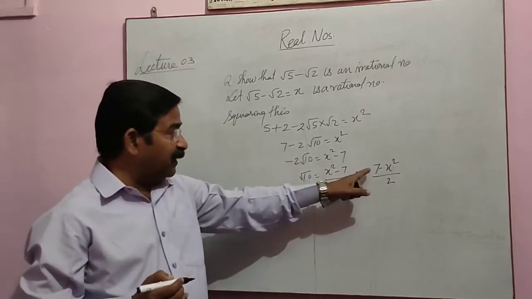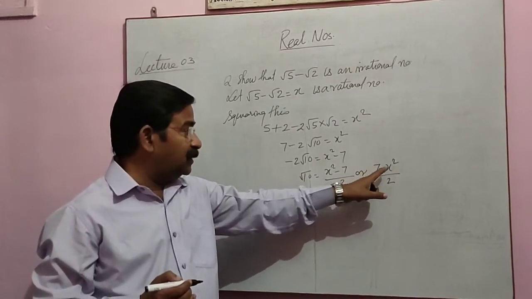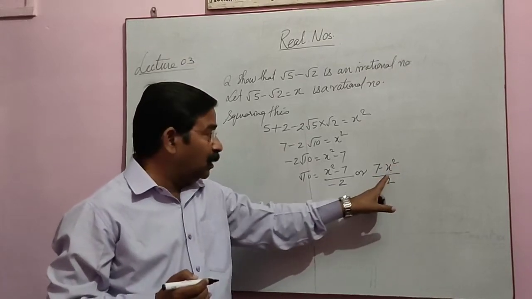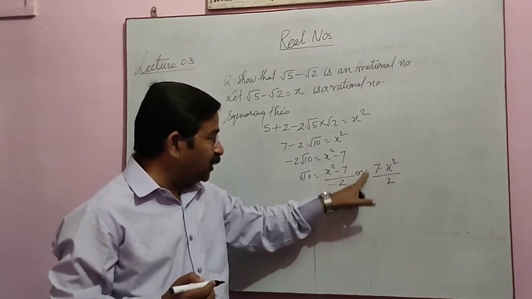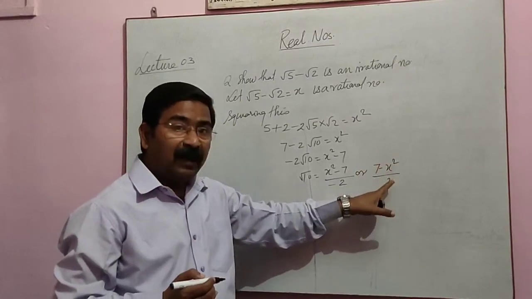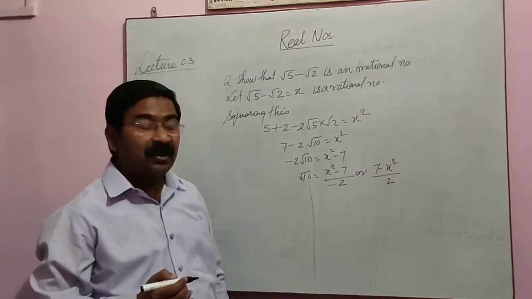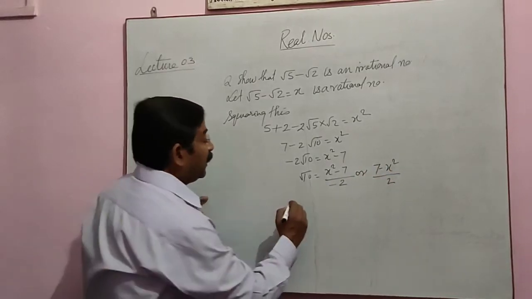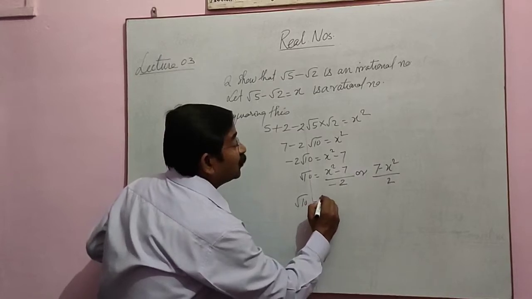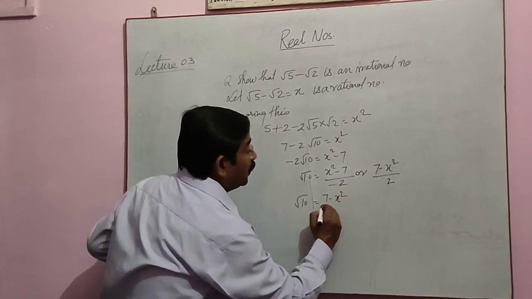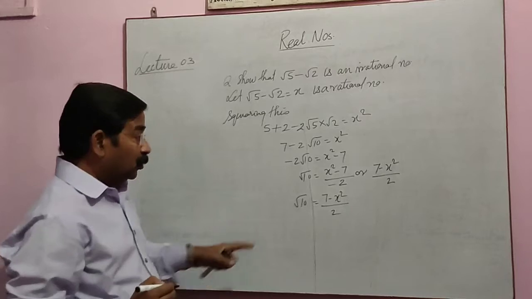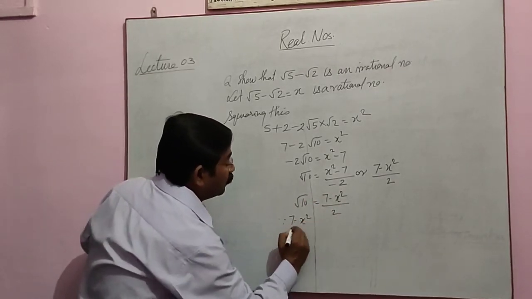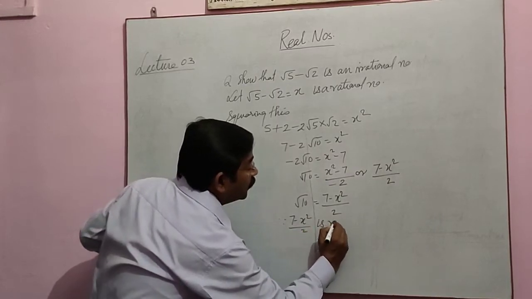Now let's see. 7 is a rational number, x square is a rational number. So 7 minus x square is a rational number, upon 2 is a rational number. The quotient of a rational number by another rational number is always a rational number. Means 7 minus x square upon 2 is rational. So what we have, under root 10 is equal to 7 minus x square upon 2, which is rational.